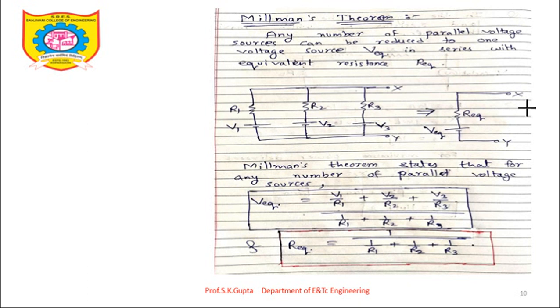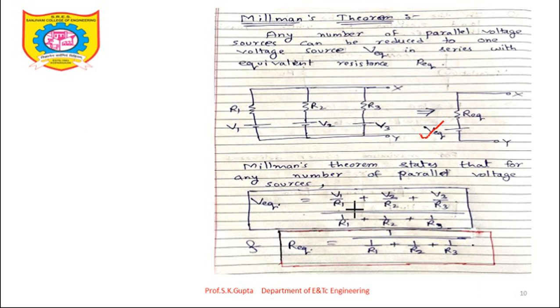Now what is the value of V equivalent? V equivalent is given by this formula: V1 upon R1 plus V2 upon R2 plus V3 upon R3, whole divided by 1 upon R1 plus 1 upon R2 plus 1 upon R3. Simple formula.